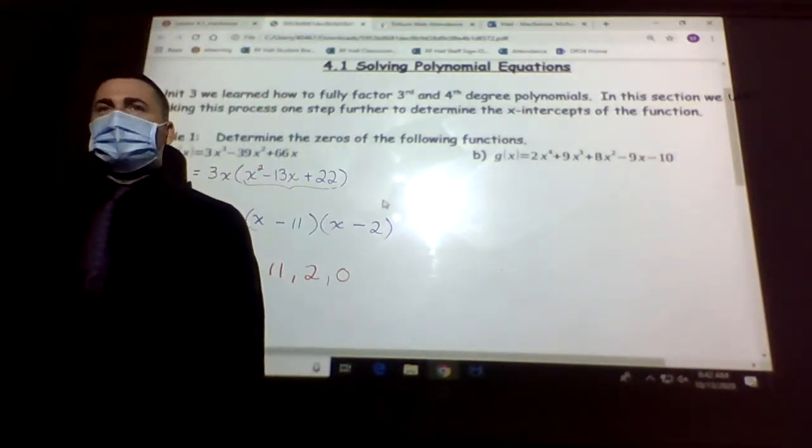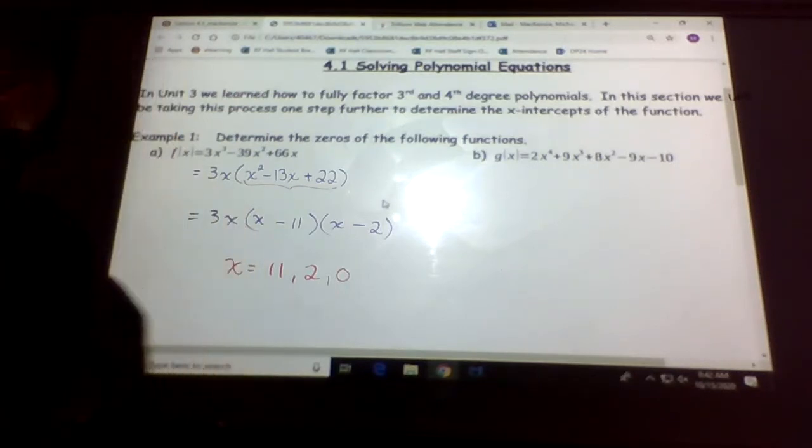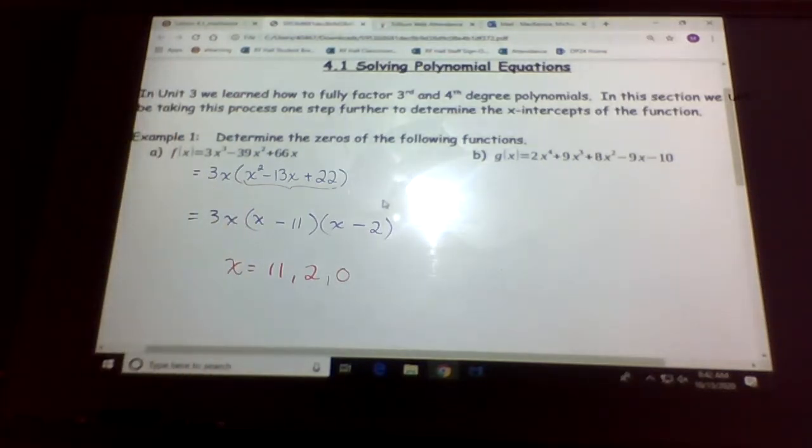But before I do long division, I have to come up with a divisor. So how do we find a divisor again?